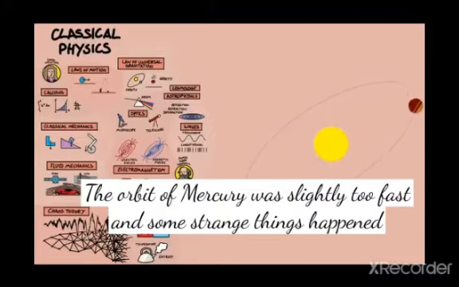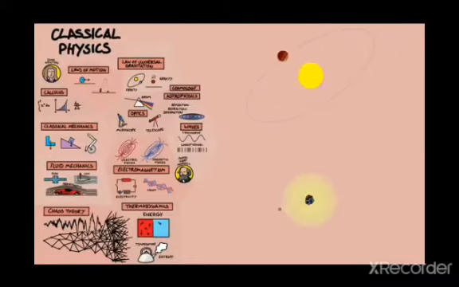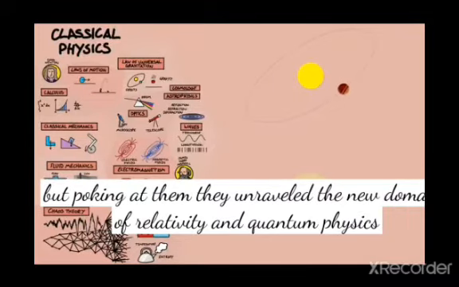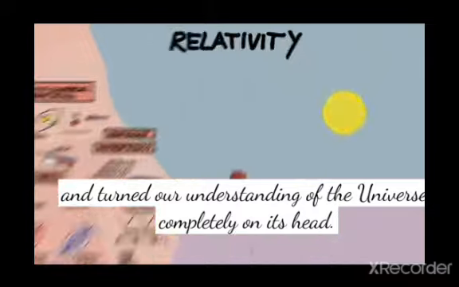The orbit of Mercury was slightly too fast, and some strange things happened on the smallest scales with electrons and light, which were all unexplained. Physicists at the time thought that they'd solve and explain these problems soon enough, but poking at them, they unraveled the new domains of relativity and quantum physics and turned our understanding of the universe completely on its head.